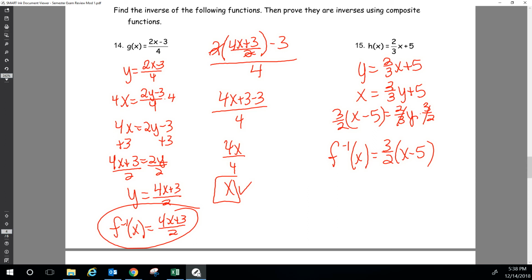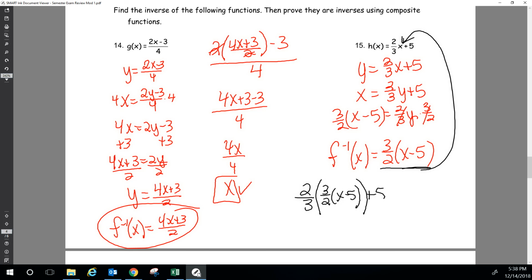Can I go ahead and distribute that out? Yes, but it's going to make it harder when I prove my inverse. So let's go to proving the inverse. I'm going to plug this guy in for x here. So I get 2/3 times 3 halves times x minus 5 plus 5. Notice now the 2/3 times the 3 halves will cancel each other out. I get x minus 5 plus 5. Minus 5 plus 5 is 0, so this is x. And we've proven that I was correct.